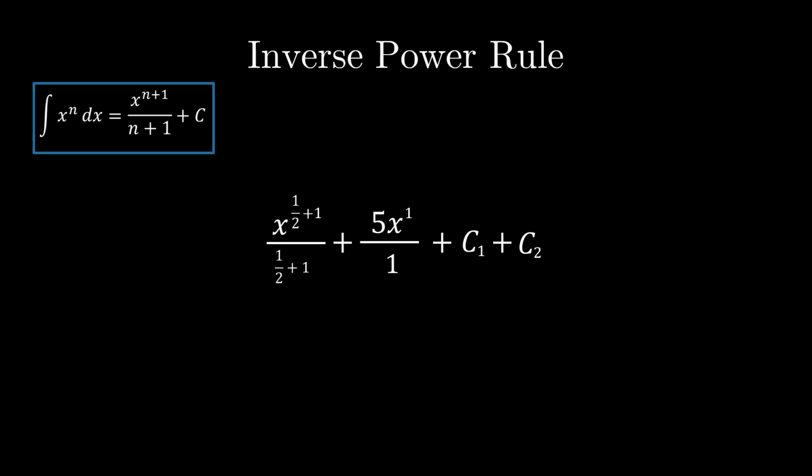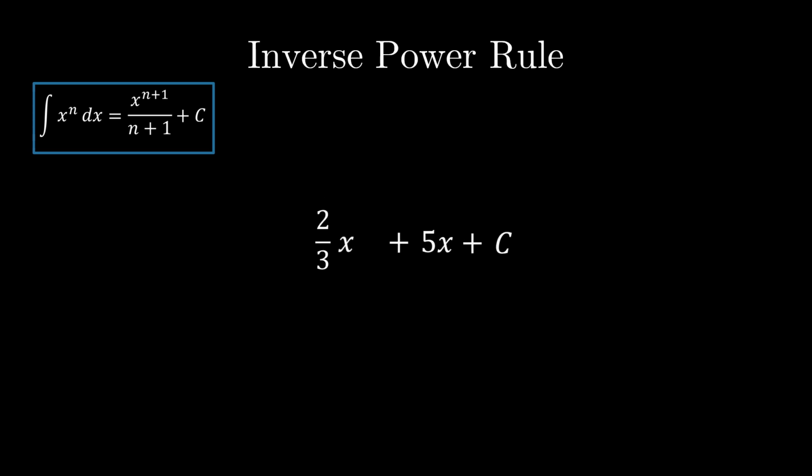Now, let's analyze c1 and c2. They are both constants, even though they come from different integrands. Hence, we can group these by letting c equal to c1 plus c2, thus leaving us with the solution.